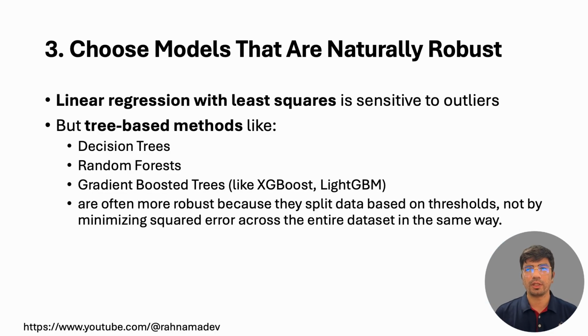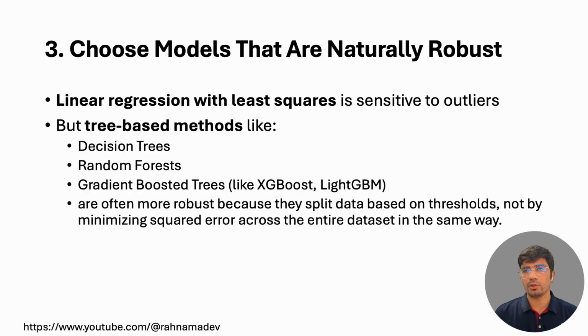Third way, choose models that are naturally more robust to outliers. Some models are very sensitive, others are more stable. Linear regression with least squares is sensitive to outliers, but tree-based methods like decision trees, random forest, and gradient boosted trees like LightGBM and XGBoost are often more robust because they split data based on thresholds, not by minimizing a squared error across the entire dataset in the same way.